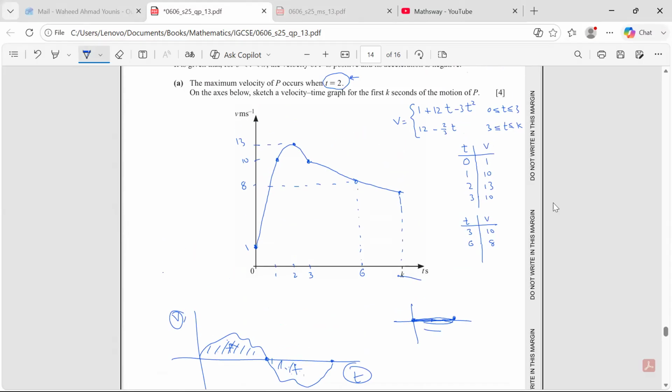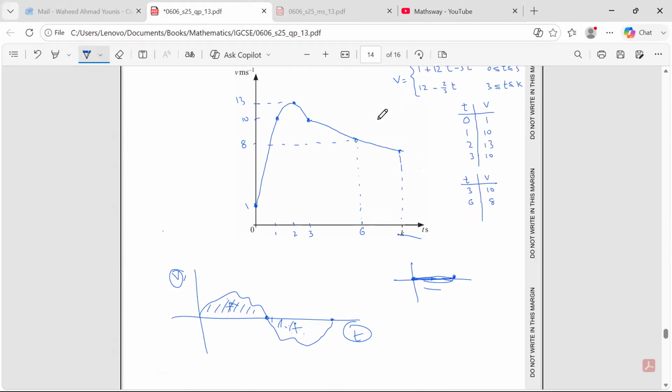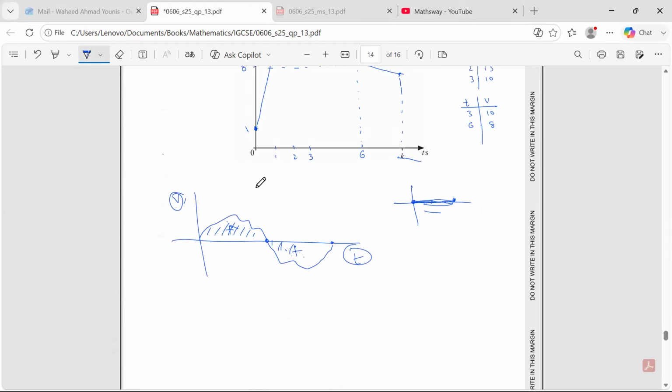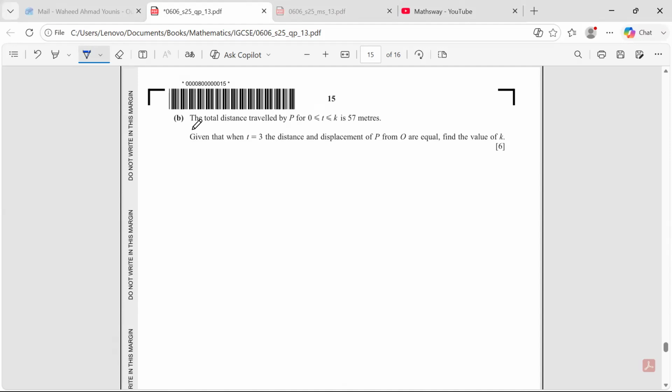But we are told that, yes, it is given over here: the distance and displacement of P are equal. Equal means that it is all positive. Anyway, in this problem, the total distance traveled is 57 meters.